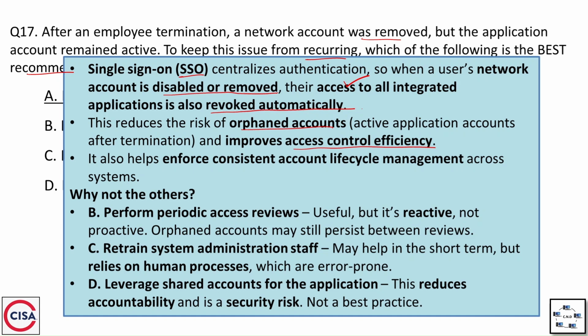Option B, perform periodic access reviews. It is useful, but it's reactive, not proactive. Orphaned accounts may still persist between reviews. Option C, retrain system administration staff. It may help in the short term but relies on human processes, which are error prone. And option D, leverage shared accounts for the application. This reduces accountability and is a security risk, not a best practice.